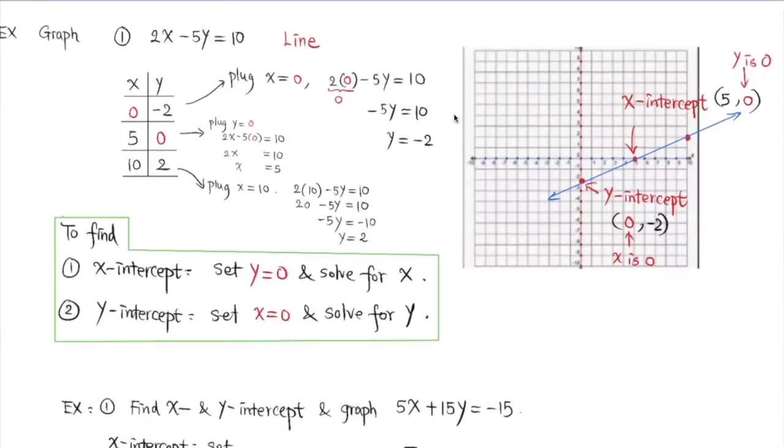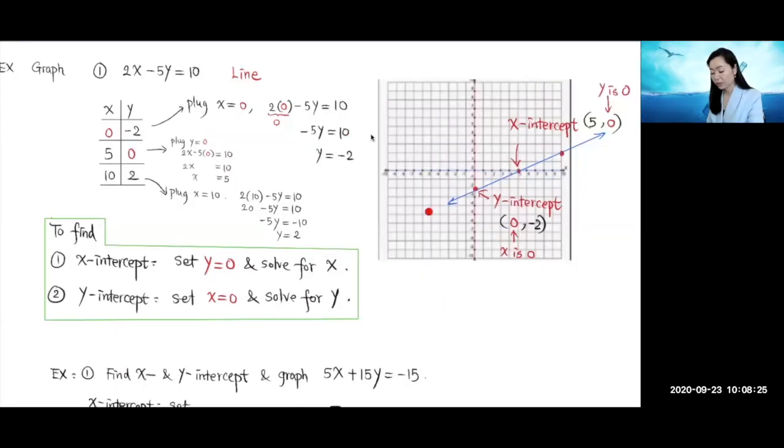So we have 3 points. Now we plot these 3 points. So 0, negative 2 here, 5, 0 here, 10, 2 over here. Looks like they are on one straight line, right? We graph this straight line right here. That's the graph for this equation. Now notice that this point over here is where the graph intersects the x-axis. We call this the x-intercept. This point over here is where the graph intersects the y-axis. We call that the y-intercept.